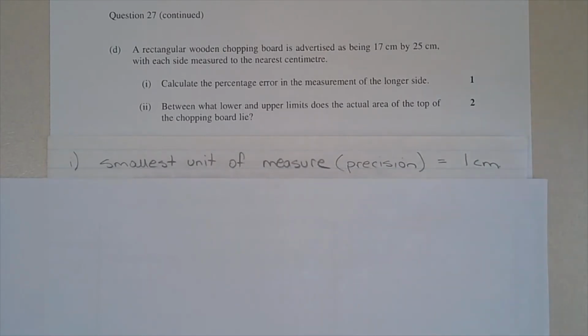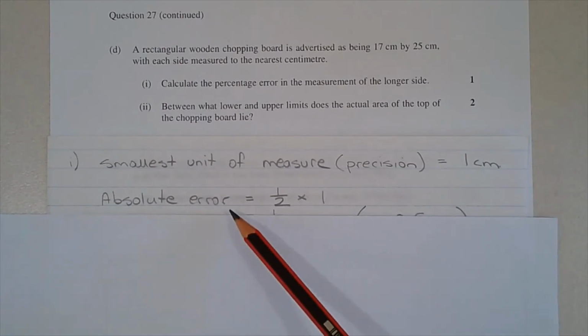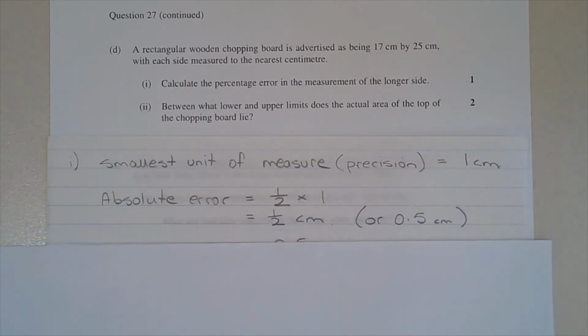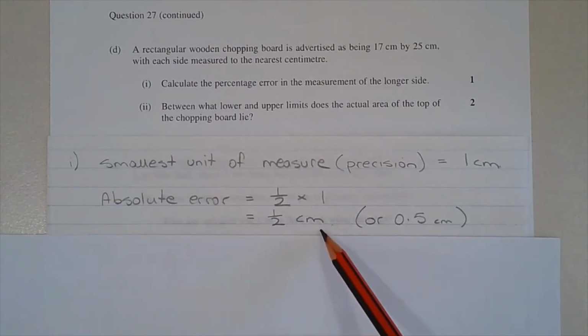Now the next thing we need is the absolute error, and that's worked out by taking the precision and dividing it by 2 or multiplying it by half. So the absolute error is equal to half multiplied by the precision, which is 1 centimeter, and that's equal to half a centimeter, or 0.5 centimeters in decimal.